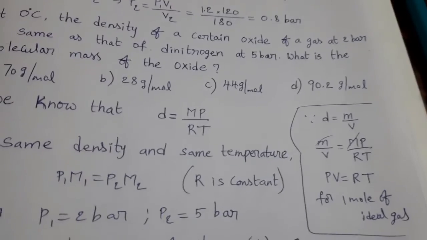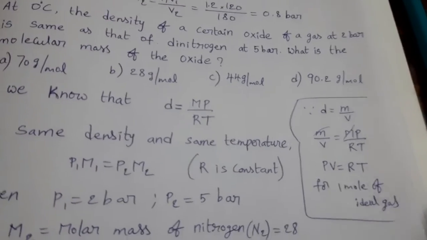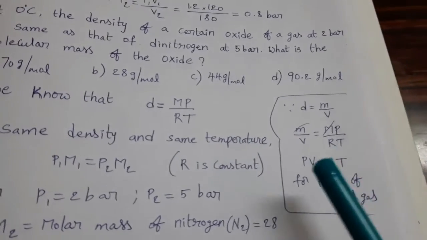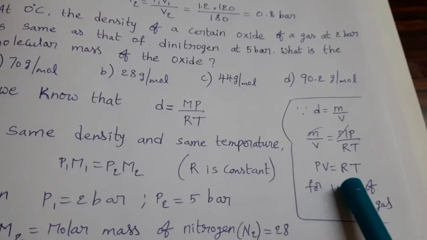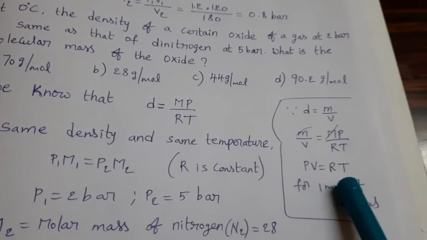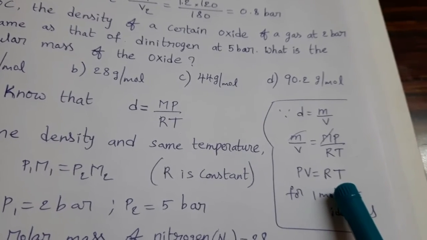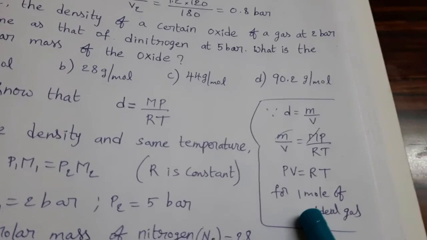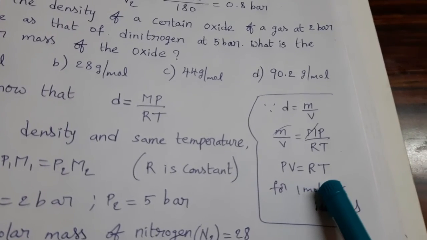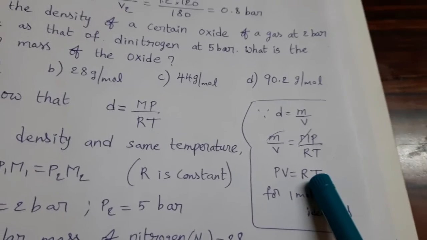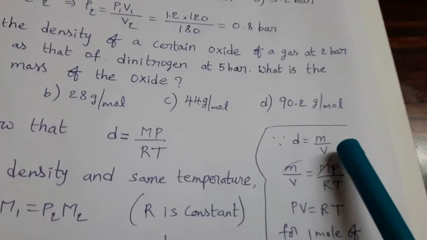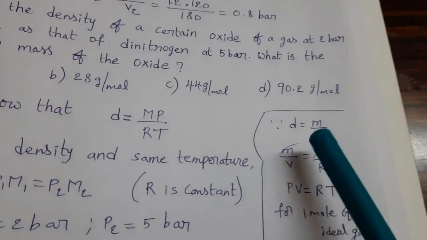So here, say this: the ideal gas equation for 1 mole has the formula PV equals RT. Now remember this one. In the next class, we will learn what an ideal gas is and what the ideal gas equation is, all these things. So for 1 mole of ideal gas, PV equals RT. This we can write in this way also.